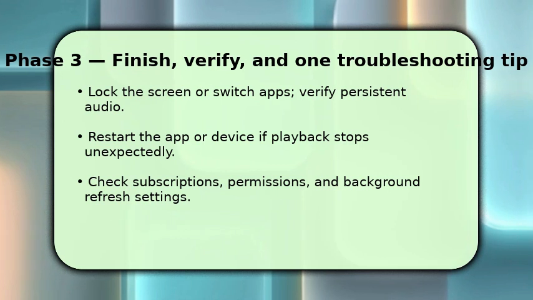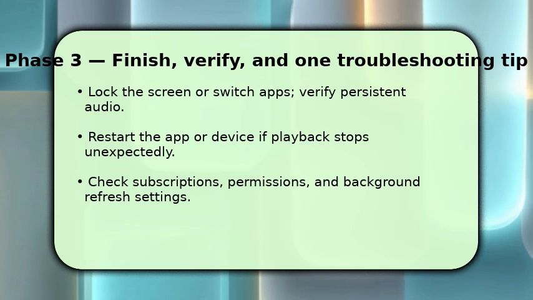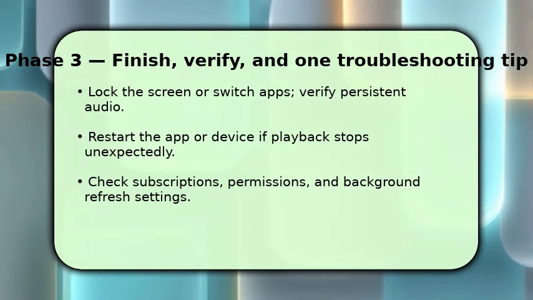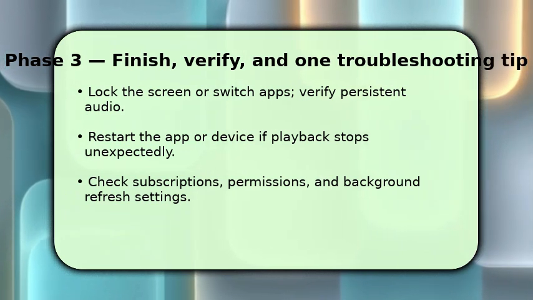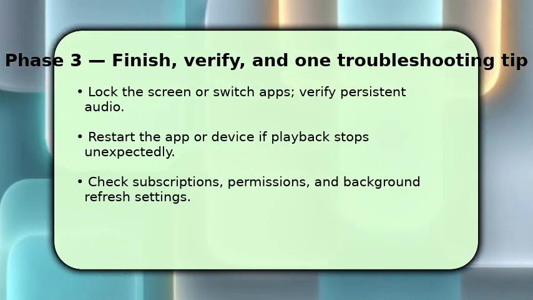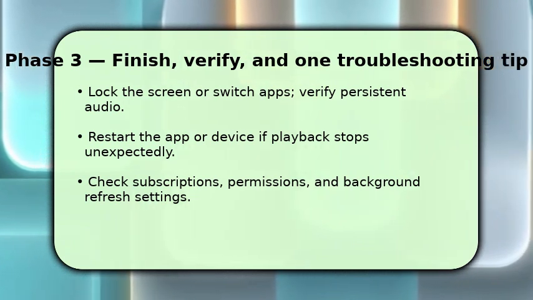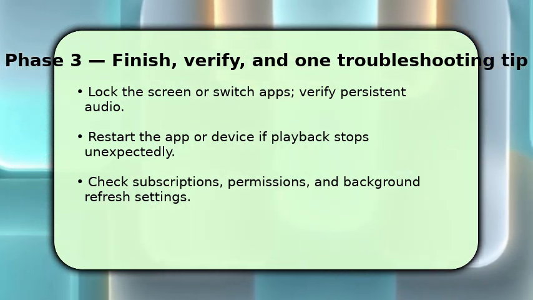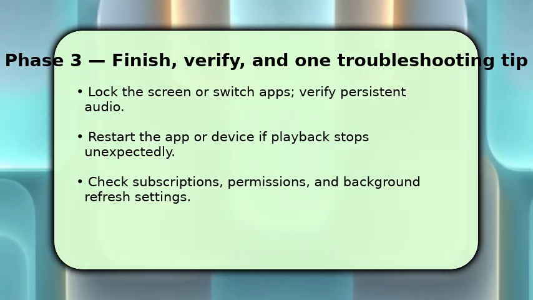If playback stops, first restart the YouTube app, often a simple fix, then try toggling background app refresh or re-signing into your account. Make sure your subscription is active if needed, and verify permission settings. If that fails, restart the device. One key troubleshooting tip is to clear the app cache or use a browser with background audio support, because app corruption often causes persistent stop issues.